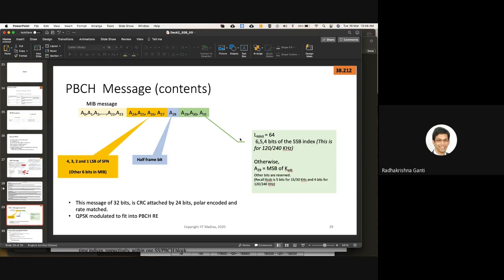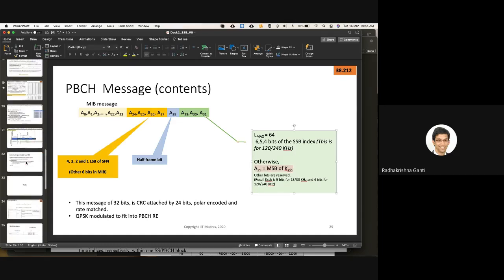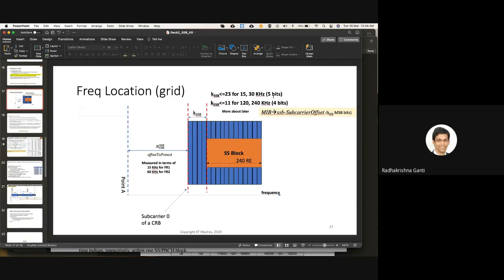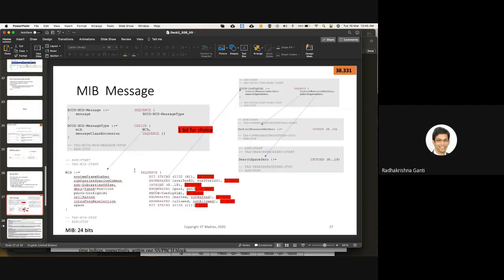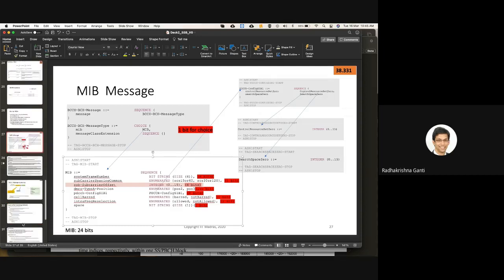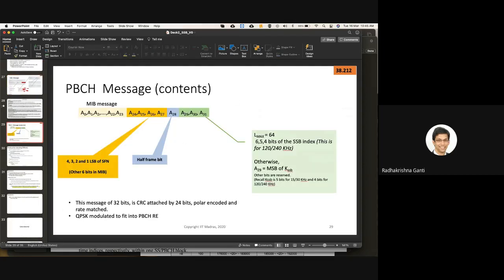If it is not 120 or 240 kilohertz, which is then sub-6 gigahertz, then A30, A31 does not mean anything, but A29 is the MSB of KSSB. So if you look at KSSB, it requires 5 bits for sub-6 gigahertz. There's 4 bits for millimeter wave. Out of this 5 bits, 4 bits are coming from this thing. The last 1 bit comes from A29.